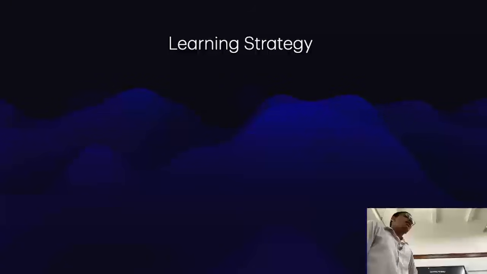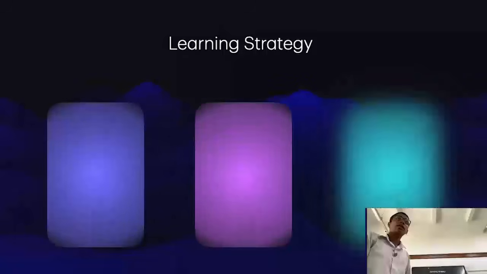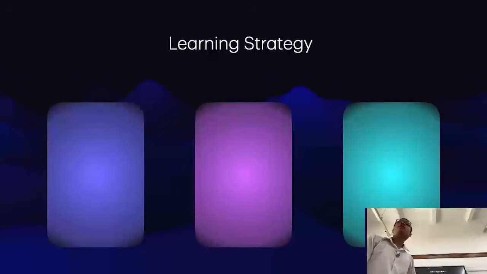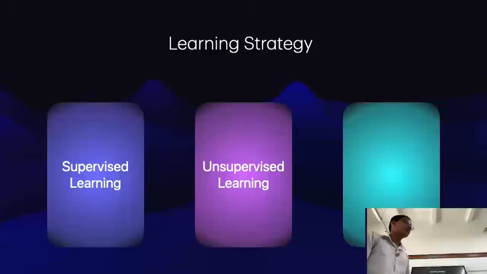Now, learning strategy. Learning strategy means, now we learnt about machine learning, right? So we talked about teaching computers. But there are different ways to teach computers, okay? Now there are different ways you guys learn as well, right? So there are basically 3 ways. One is called supervised learning. The other is called unsupervised learning. And the third one is called reinforcement learning.